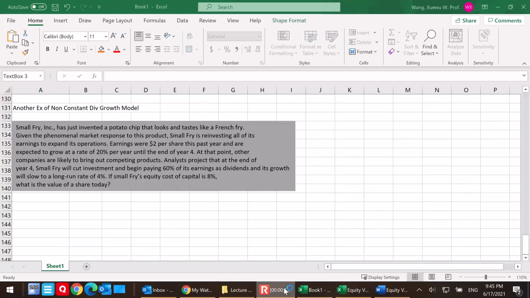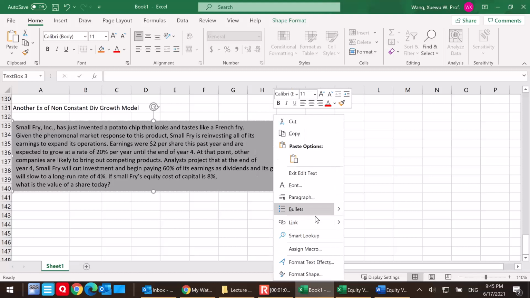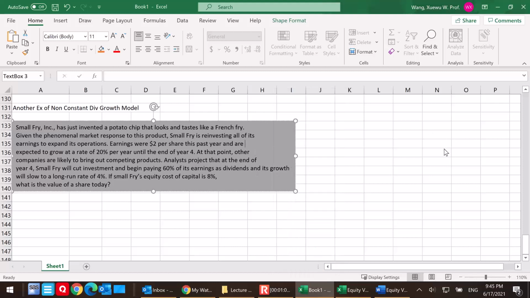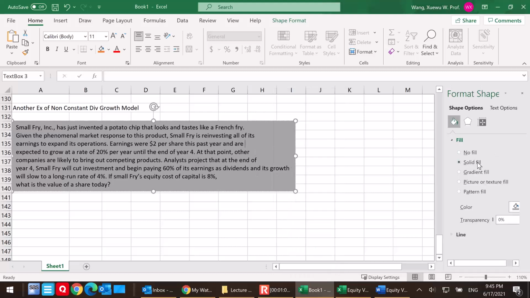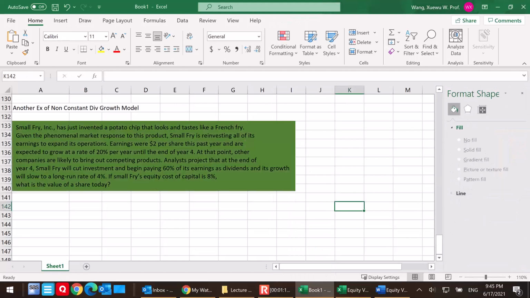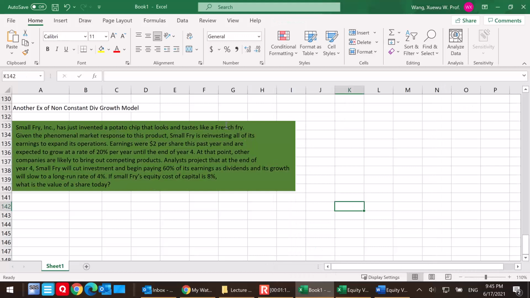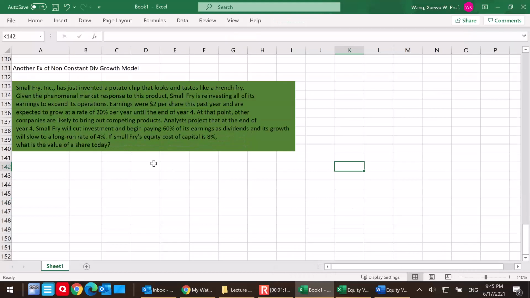All right, so I have just copied this setup from the Excel spreadsheet for equity valuation. Again, let me just reformat this into green, and let's look at this setup here. Small Fry Incorporation has just invented a potato chip that looks and tastes like a French fry.